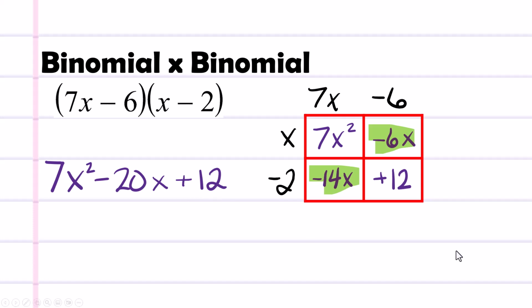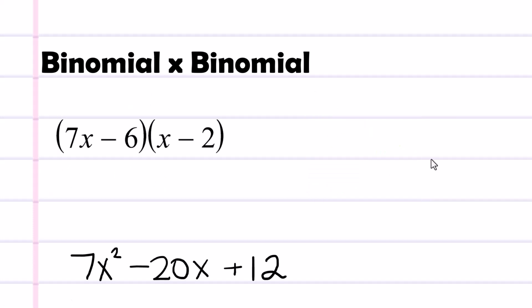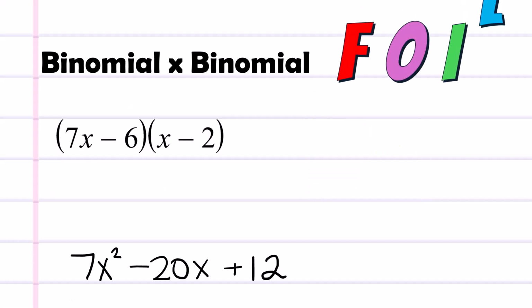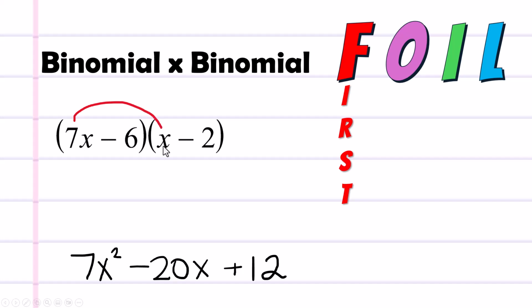I'm going to do the same problem again, doing it the way that you might see it in your class. I'm just using a different method that they teach called FOIL. This is how I learned it. I like it. It's a little bit like distributive property. FOIL stands for first, which means you're going to multiply the first terms. That would be the 7x times the x. We'll do that here. And we'll put the answer there. 7x times x is 7x squared.